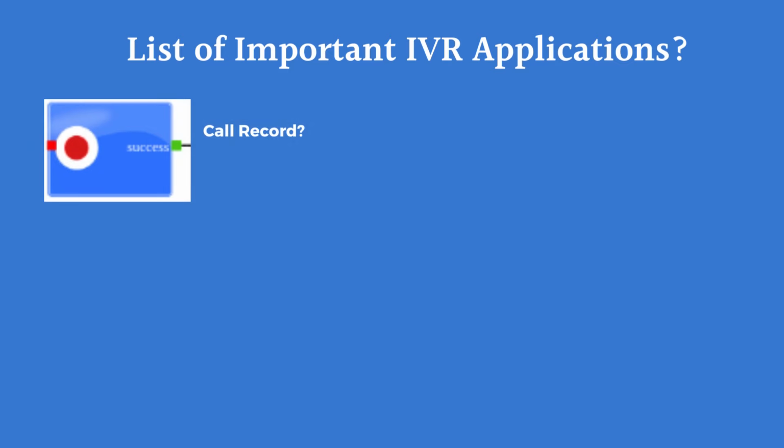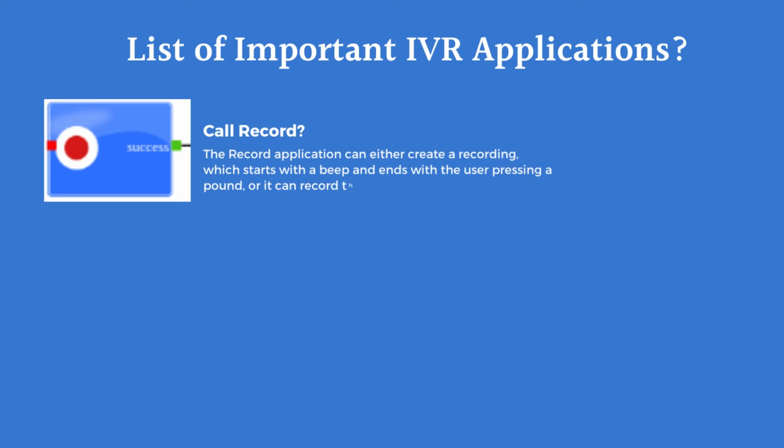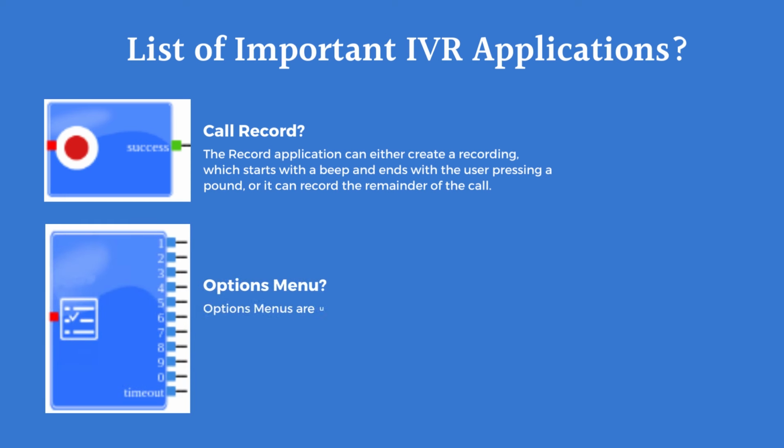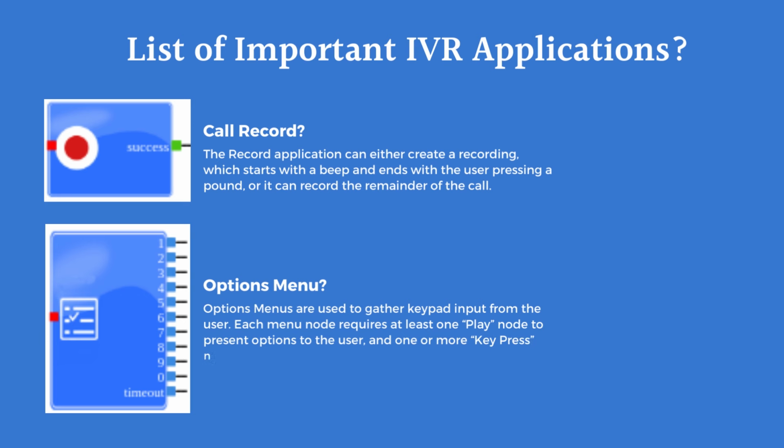Call record. The record application can either create a recording, which starts with a beep and ends with the user pressing a pound, or it can record the remainder of the call. Options menu. Options menus are used to gather keypad input from the user. Each menu node requires at least one play node to present options to the user, and one or more key press nodes to handle the incoming key presses.